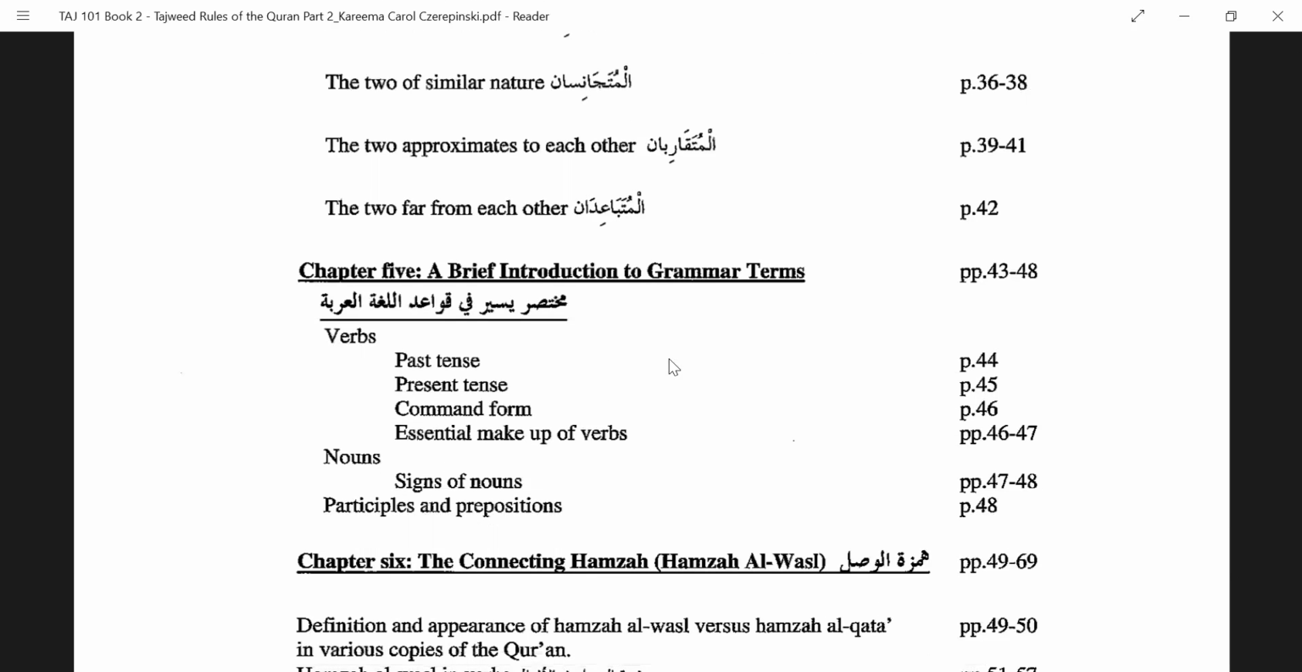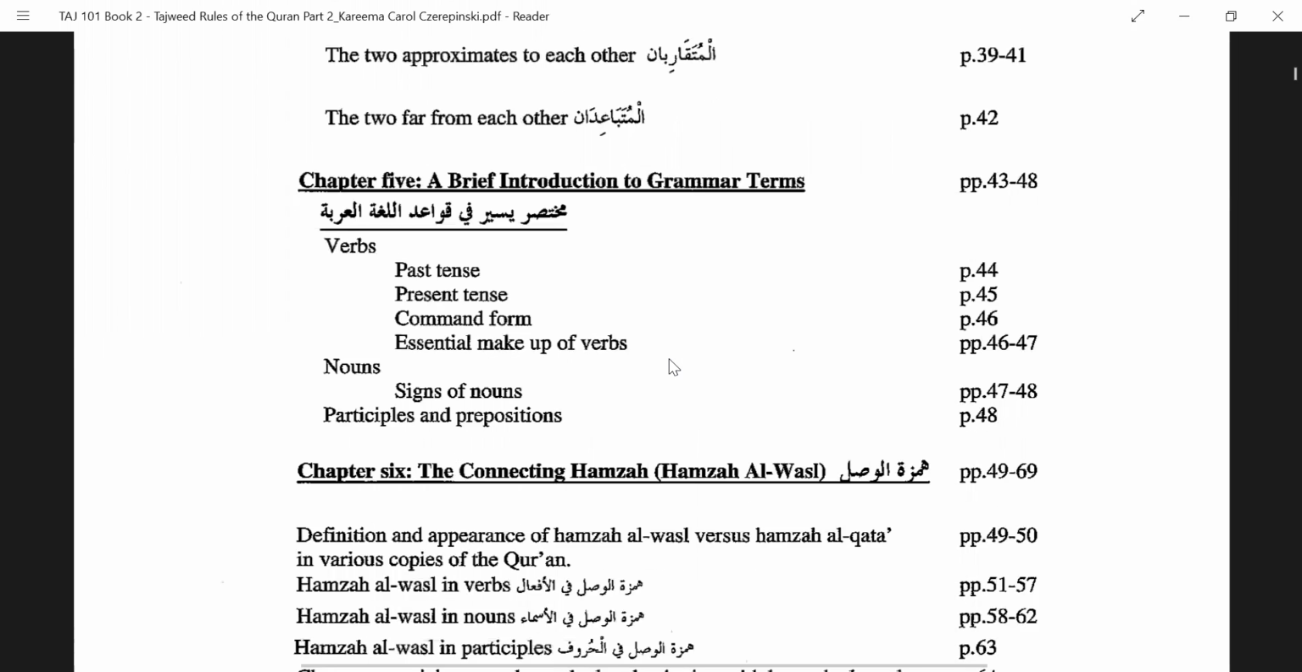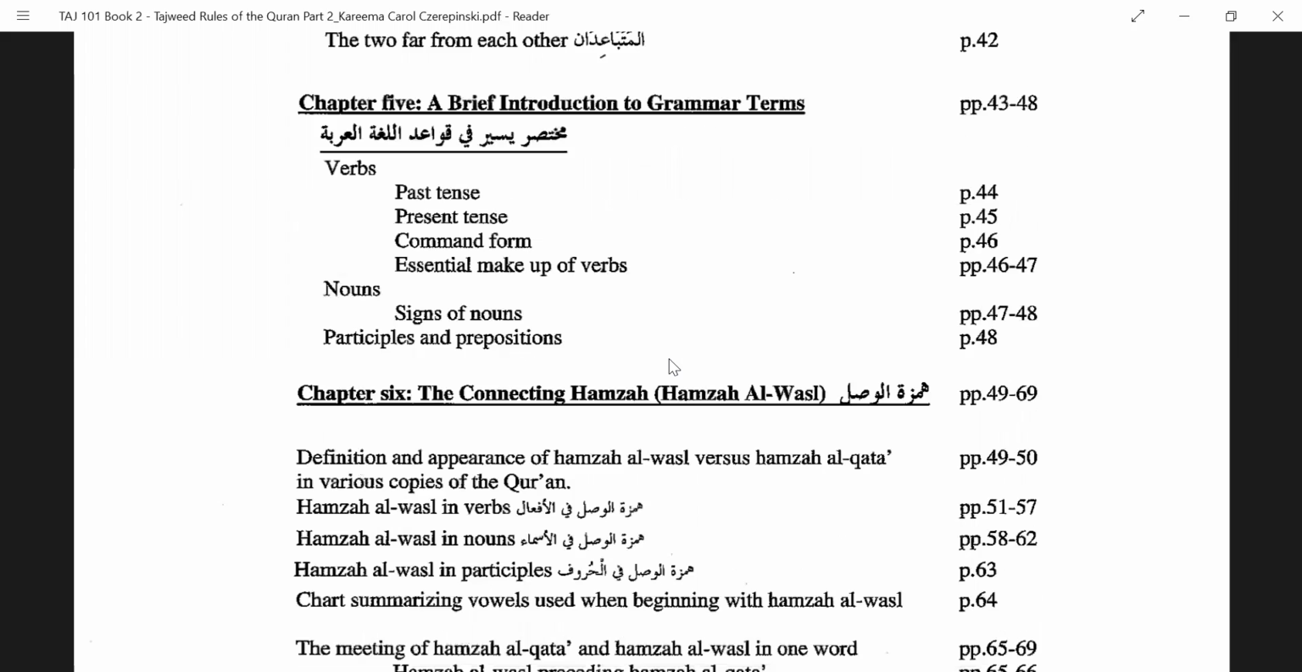These have more to do with the makhraj and the sounds of letters, how you are supposed to pronounce. Then chapter 5 is a brief introduction to some terms of grammar, because whenever you recite, it's not only the recitation, you have to focus on the meaning. You should know what you're reciting. You should not just read alphabets. We read Quran not to read alphabets. We read Quran to take a lesson, to implement it, to act upon it. So you should know the meaning.